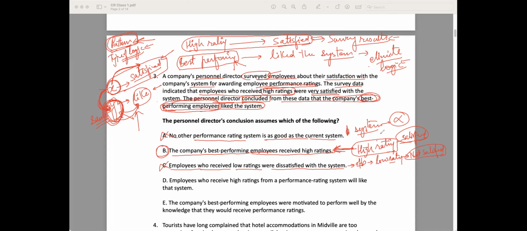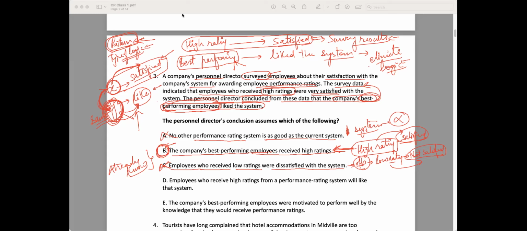This is simply reiterating what is already written out there. People who received high ratings are satisfied. That means the other set of people who received low ratings are not satisfied. We already know this thing. This is already implicit information. The question is, how do we link the conclusion with this? The linking of the conclusion is only happening in option B.